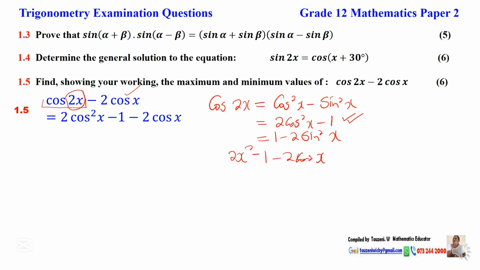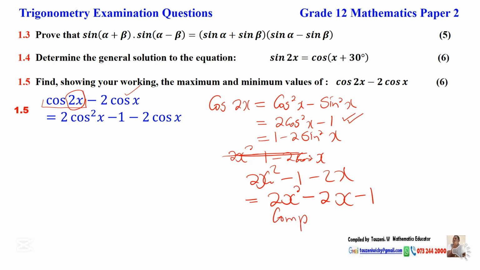Let's say I'm having this expression 2x squared minus 1 minus 2x, and I want to find the maximum value. I know that the one thing that I will definitely do is to express this in standard form. Then after expressing in standard form, I go on and complete the square. I have to complete the square.